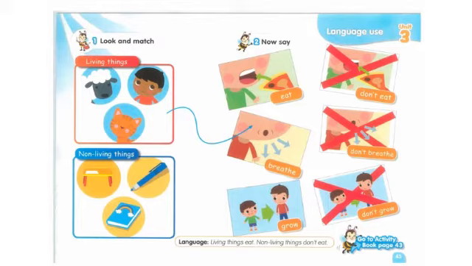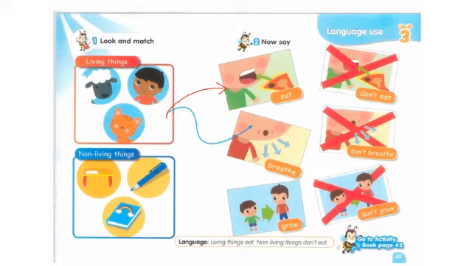Here we have a picture of the living things and the non-living things. We're going to match the living things to the things they do and the non-living things to the things they do. Okay, let's start with the living things. The living things breathe, right? And the living things eat. Let's match them.